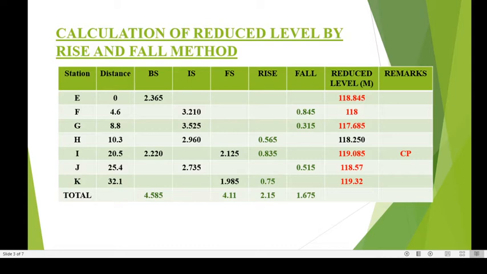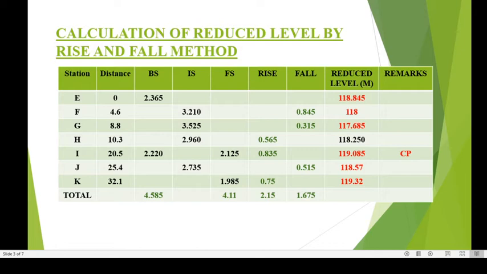Now we need to calculate the reduced level of station E. We will subtract 0.845 from 118, the reduced level of station F. As it is a negative value, it will be plus, so 118 plus 0.845, it will be 118.845. This is the reduced level of station E.